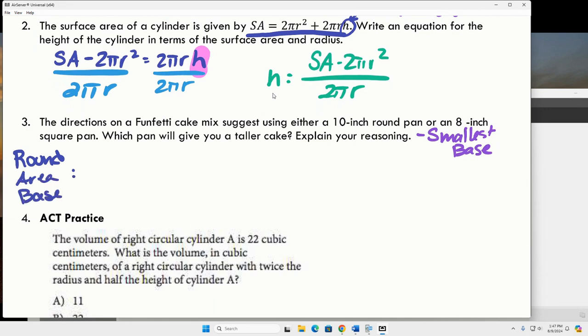So that 10-inch, is that a 10-inch diameter or a 10-inch radius on a pan? Definitely a diameter. If you can picture a 10-inch radius, that would be huge. Like you could definitely have a cake like that. Well, maybe if it was a wedding cake. Funfetti would be a pretty fun wedding cake though.